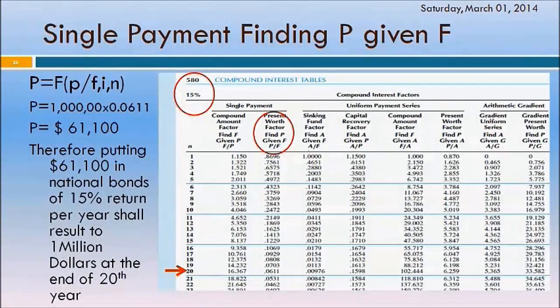This is also a snapshot of the 15%. So now we change a little bit. This is the 15% page. So as we said, number 1, pick up the correct page. Number 2, go down to the correct N, which is 20 years in this example. Then number 3, pick up your payment method. Single payment, yes, single payment.